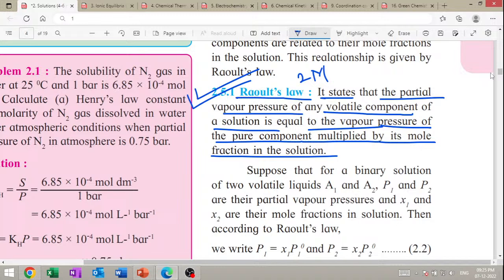Yes, this is a statement. So please note down this statement. The partial vapor pressure of any volatile component of a solution is equal to the vapor pressure of the pure component multiplied by its mole fraction in the solution.